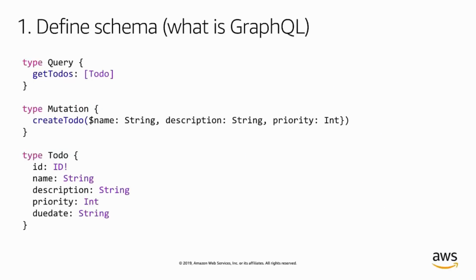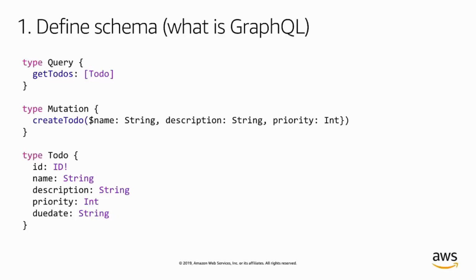With GraphQL, you first define your schema. We have a typical schema here for a to-do application. We have a type defined of to-do. To-do has a few different fields on it. We have an ID, a name, a description, etc. The fields that are required are tagged with an exclamation point. So the ID is required while the name is optional.